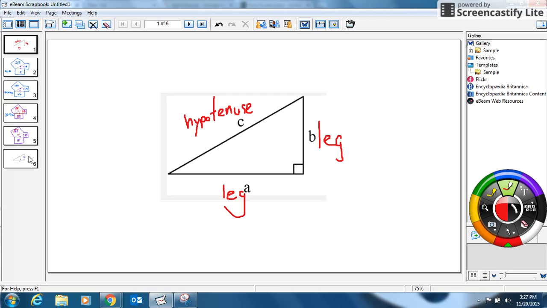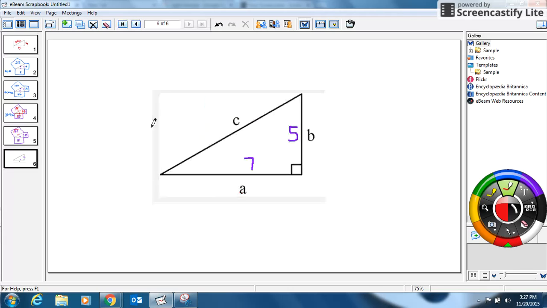So here's your question I'm going to leave you with. Try and answer it. Comment on Edmodo. Here you go. You have a right triangle. One side length is 5. One side length is 7. Can you tell me what the length of C is? Hint, hint, it is not a perfect square. Okay? Do your best. Comment on Edmodo.